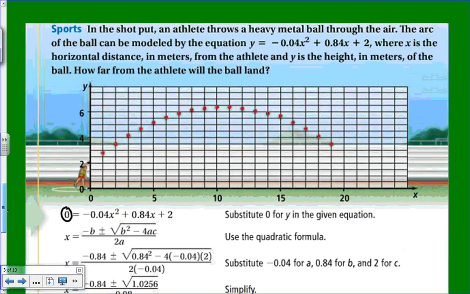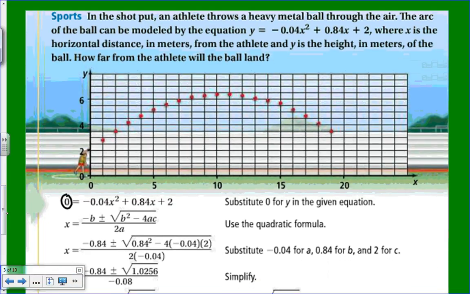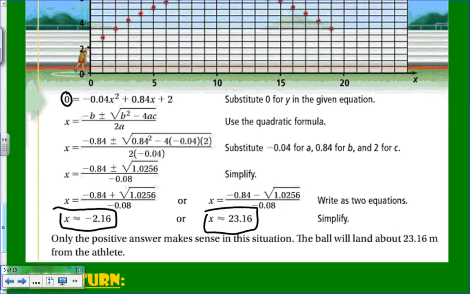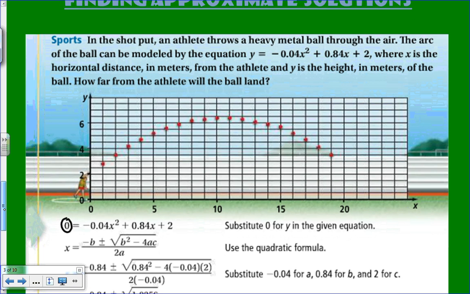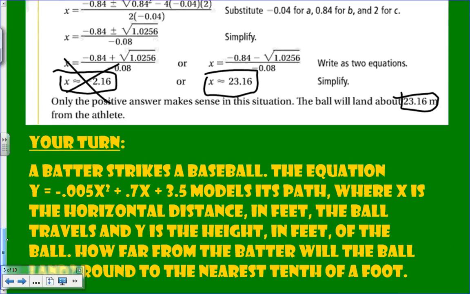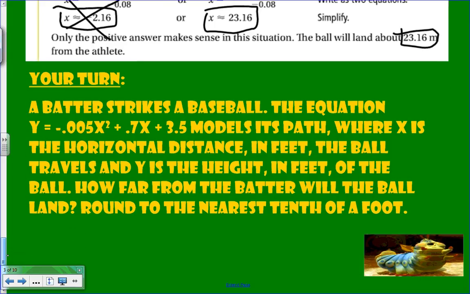And remember, think about this real life situation. Could the ball be a negative distance away? Now you might say he threw it backwards, but we're going to assume he threw it forwards. So we can't use this one, and he threw it 23.16 meters. All right. So that would be our result, approximating. I would make sure you have that written down, or use this new one, but we're not going to go through this new one at this time.